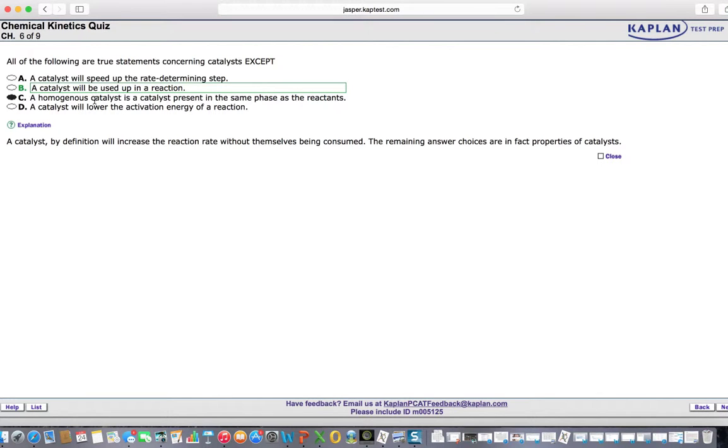So a homogeneous catalyst just means it's in the same phase of matter. So if the reactants are liquid, it's a liquid. If the reactants are solid, it's a solid. If the reactants are gas, it's a gas. We know that it will lower the energy of activation. We know that it will speed up the slow step, but it will not be used up in the stoichiometry.